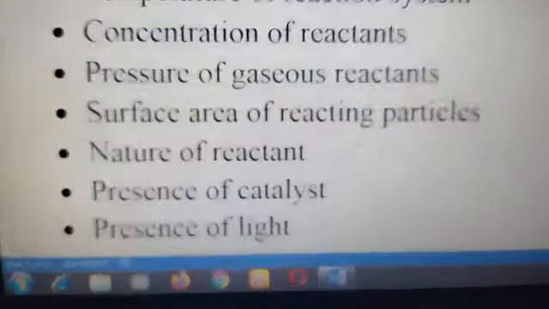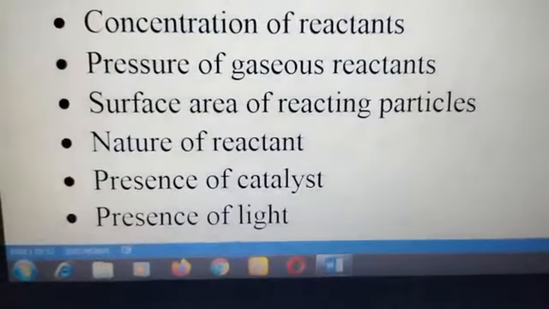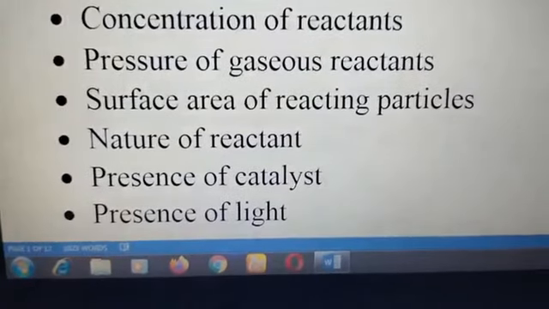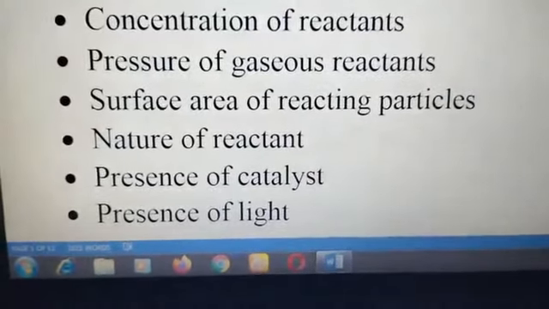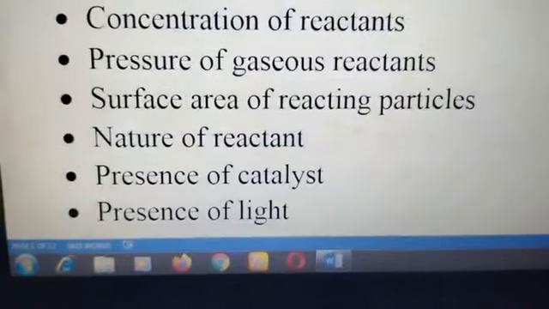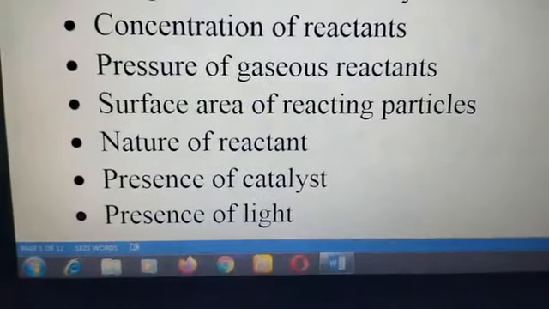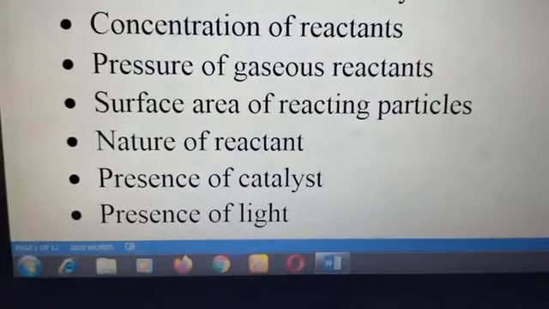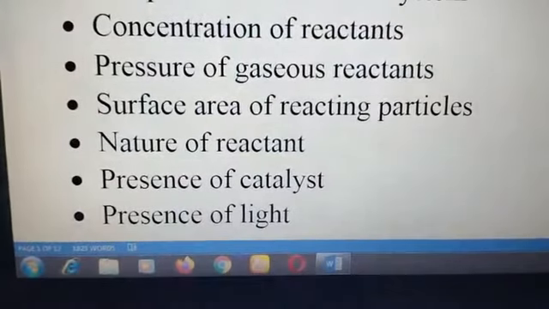Going to surface area of reacting particles, we explained initially that some reactions occur faster than others. Example, wood shavings, which we used before. When set ablaze, they burn faster than a log of wood. Why? Because the wood shaving particles are smaller in size, and the particles will be exposed to the surface of reaction more than the log of wood, which will take time for fire to consume it. So the wood shaving is said to have a larger surface area.